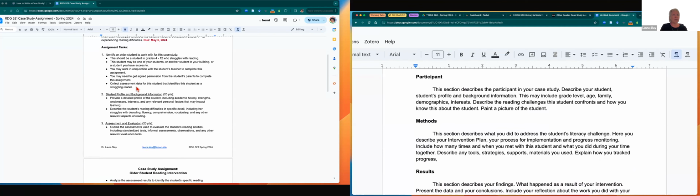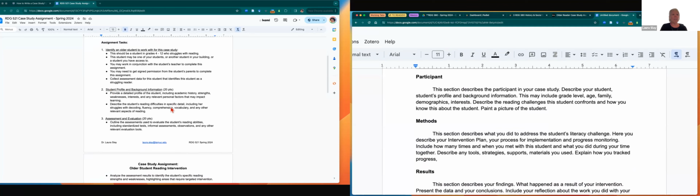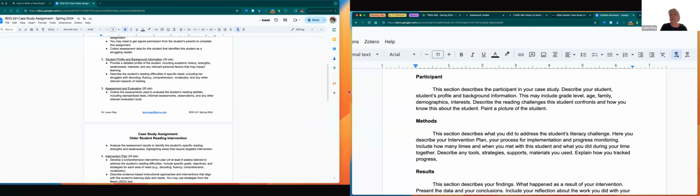So then this talks about the student profile and background information. Here you get to have a whole section devoted to the participant. In this section, you're going to provide us with a profile of the student, the background information. This is where you get to paint a picture of the student, give as much detail as you can and information that you have collected to help us know who this person is and understand who you were working with at the time.